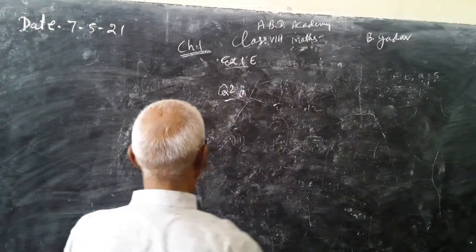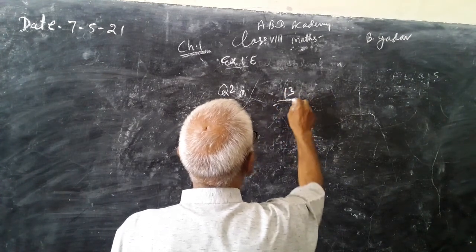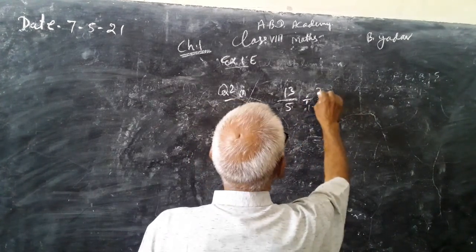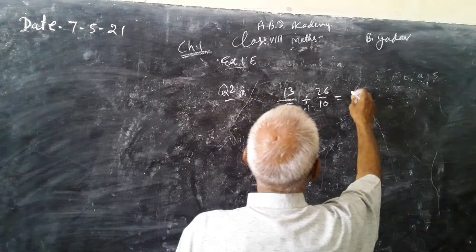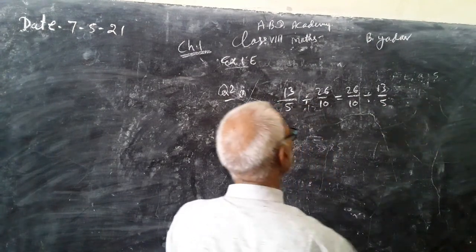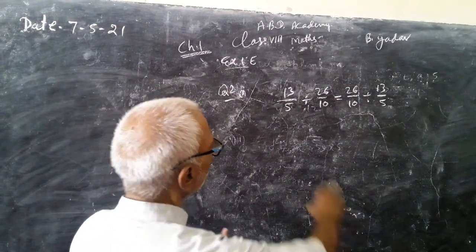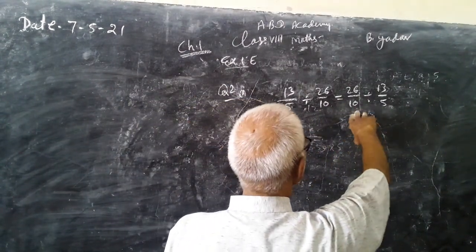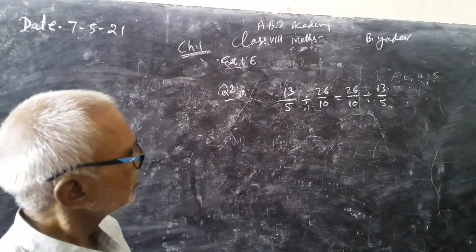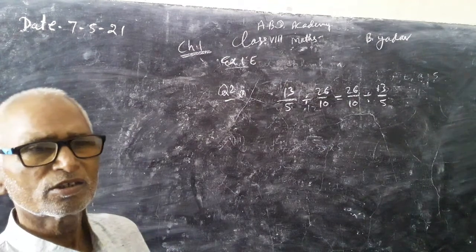In question 2 part 1, given 13 upon 5 divided by 26 by 10, whether it is equal to 26 by 10 divided by 13 by 5. So automatically it will be false, because any number divided by another can never equal the other number divided by the first number, because under division, the rational numbers are not commutative.